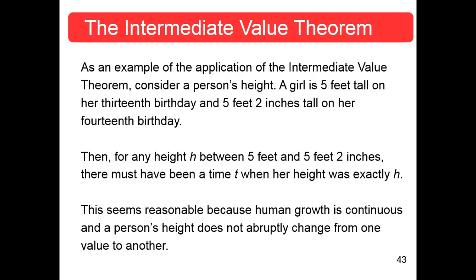Okay. Now, an example of the application of the intermediate value theorem: consider a person's height. A girl is 5 feet tall on her 13th birthday, and she's 5 feet 2 inches tall on her 14th birthday. Now, do you think her height is a continuous function of her age?